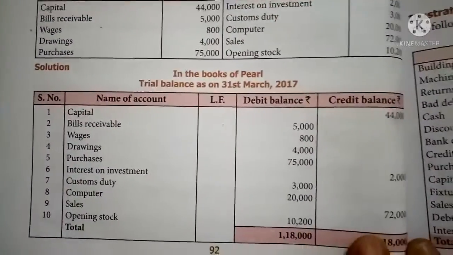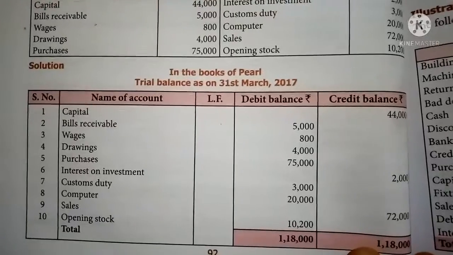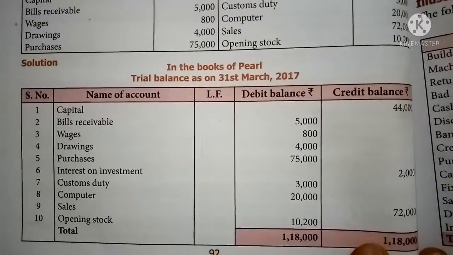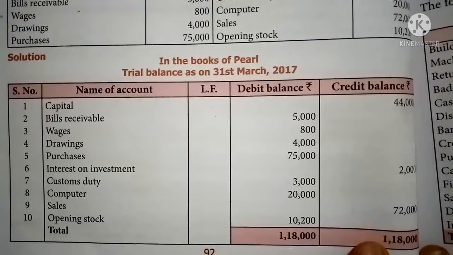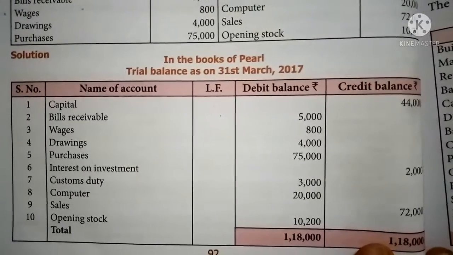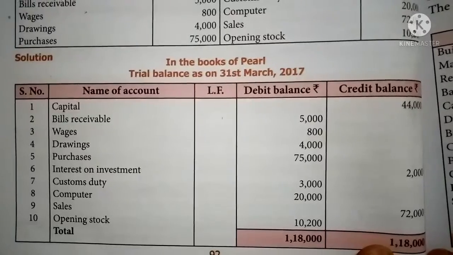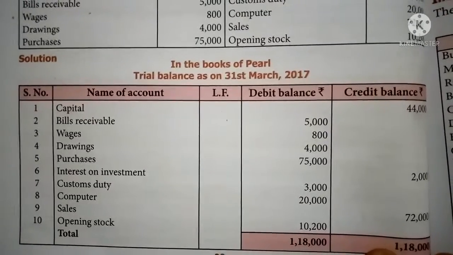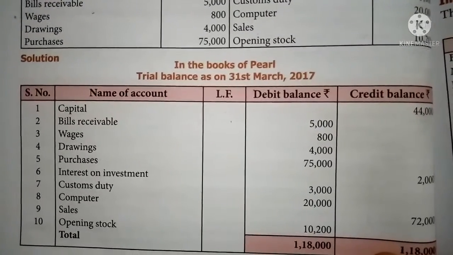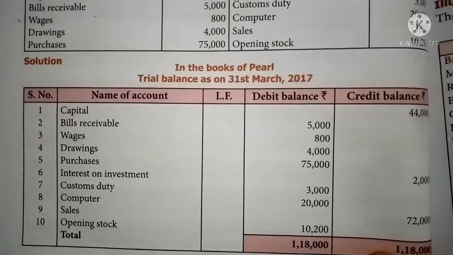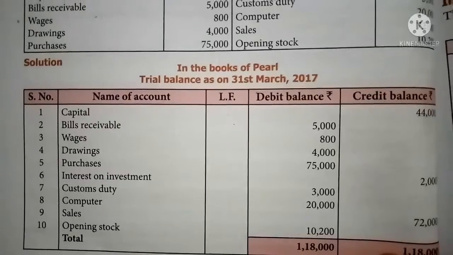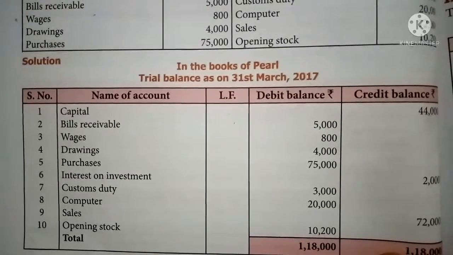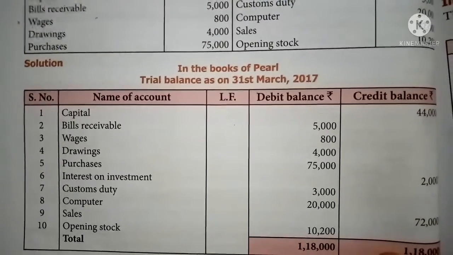So now we solve the problem. You can prepare it using only one side of your ruled sum notebook. Don't use both sides. On a side, write illustration 3 and the heading, in the books of Pearl, that is the business person's name. Trial balance as on 31st March 2017. The date should be right, and you can make the necessary columns.